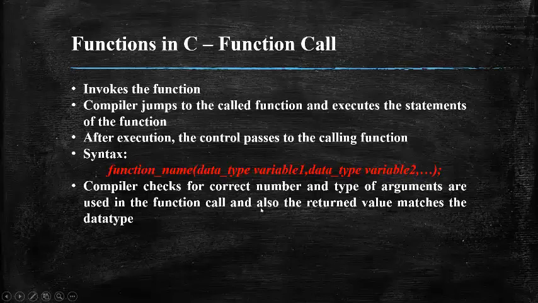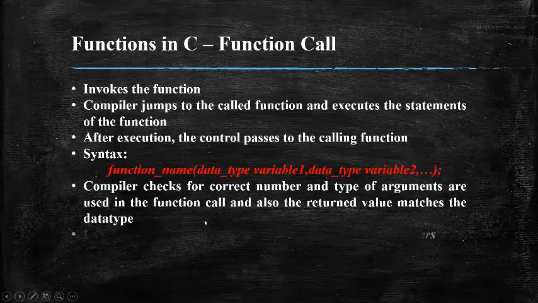For example, if I have two input arguments for my function, during the function call I have to pass two input arguments. That speaks about the correct number of arguments. Then the type of the argument that I am passing: what is the data type of the argument, and whether that is also getting matched or not. That should also be checked by the compiler. And finally, once a function processes something and returns some value, the return data type of the value should match with the data type of the function. So these are the three things that the compiler will check during the function call.